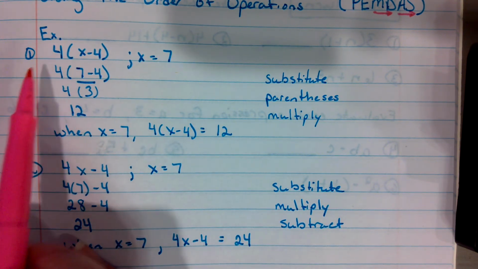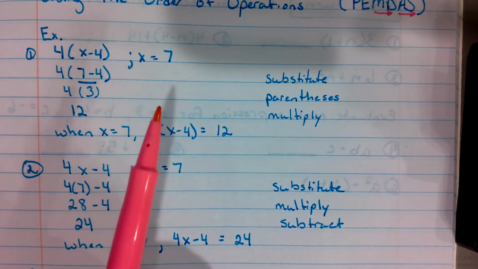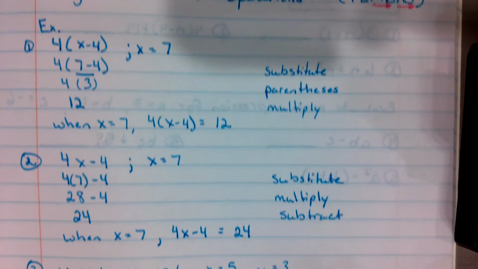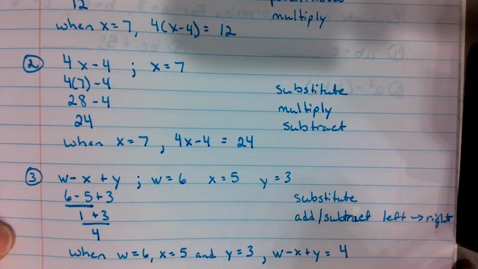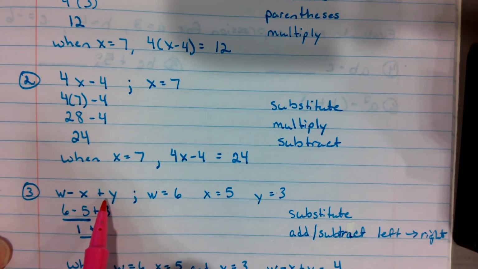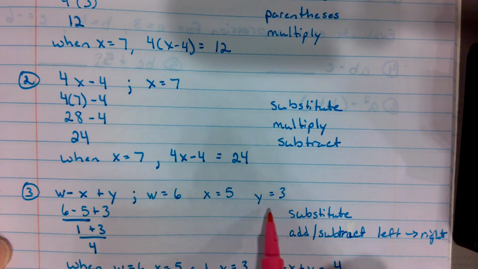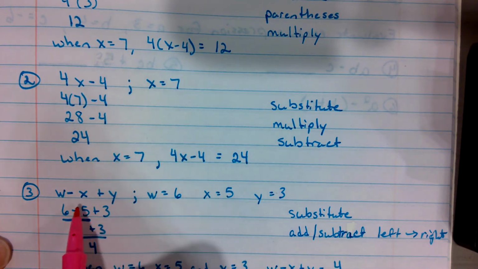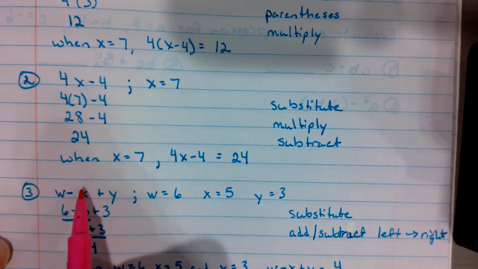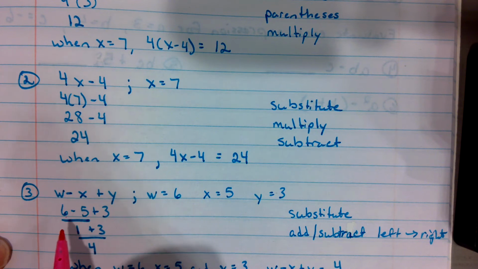So look at how important these parentheses are. It's a completely different answer when I substitute that same value in there. All right. Number 3, w minus x plus y, when w equals 6, x equals 5, and y equals 3. So w is 6, so I went 6 minus, x is 5, 5, and then y is 3, plus 3.